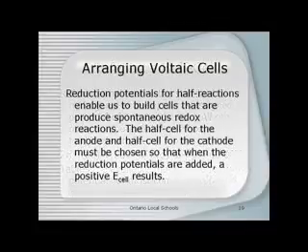We're going to use the reduction potentials for half reactions in order to build cells that produce spontaneous redox reactions, redox being short for oxidation reduction reactions. The half cell for the anode, where oxidation takes place, and the half cell for the cathode must be chosen so that when the reduction potentials are added, a positive E subcell results.